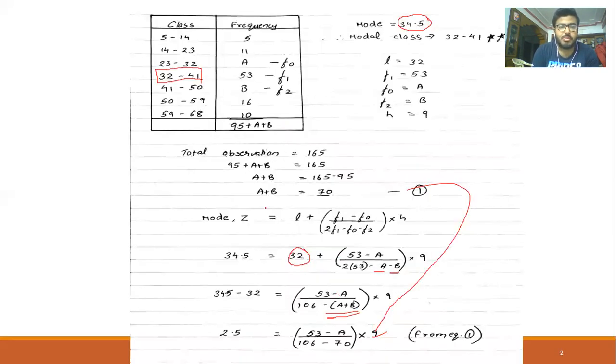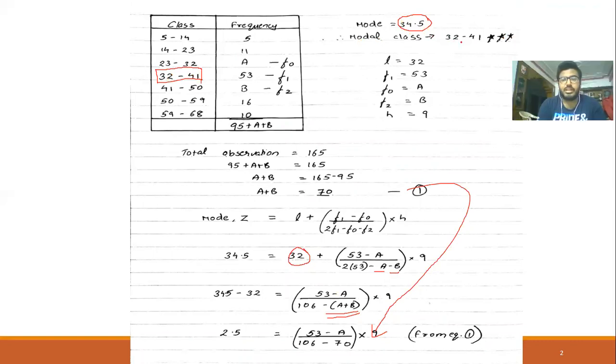So this is the mode, the missing frequency. This is how it has been found. Remember only one thing: whatever the mode is that you have to find out, first you have to find out the modal class. So 34.5 is between 32 and 41, that's why the modal class is 32 to 41. I've given a star here because this is the most important step. Even in median, it will come the same way.